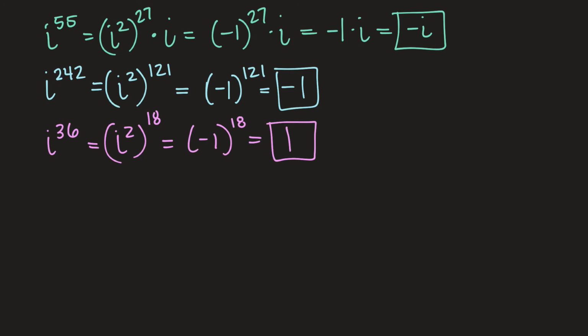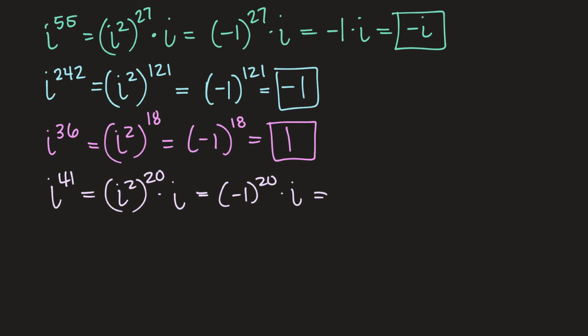Okay, one more. We'll do i to the 41st. So that'd give me i squared. So 2 doesn't go into 41 evenly, but it'd go in there 20 times. That gives me 40, and then times i will give me my 41. So then negative 1 to the 20th times i. So negative 1 to the 20th, 20 is an even, so that'll be a positive 1 times i, which will just be i.